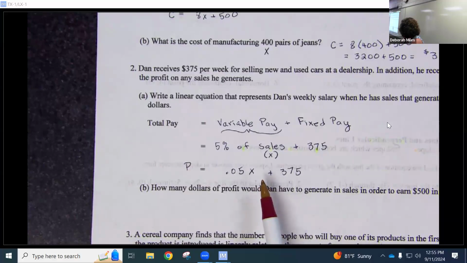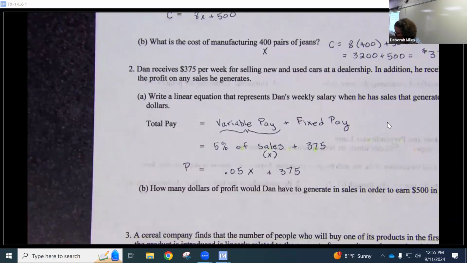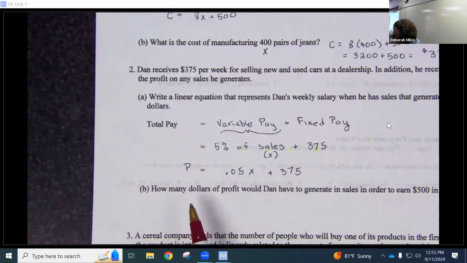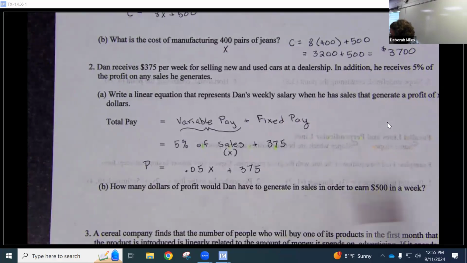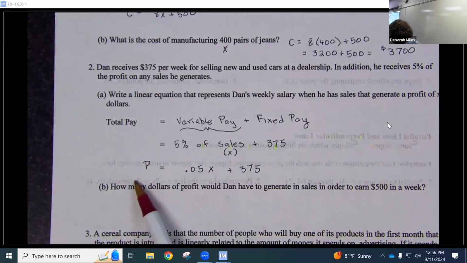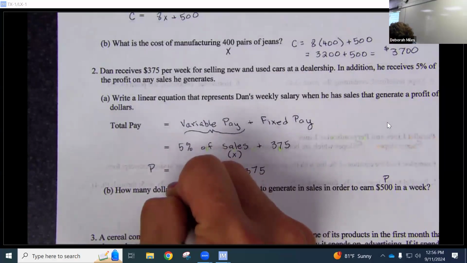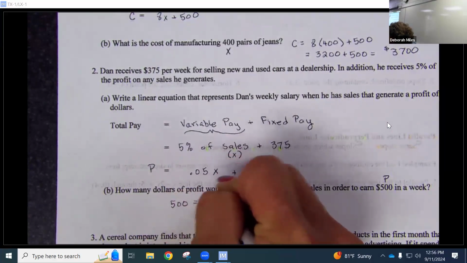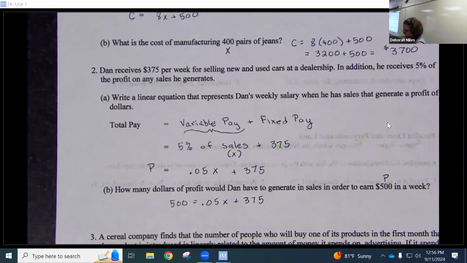So, I was given a y-intercept and a slope, so I used slope-intercept form to find that equation. And then the B part says, how many dollars of profit would Dan have to generate in sales in order to earn $500 in a week? Is that 500 my X or my P? That's the pay that he wants to get, so they're giving me the value of P. And I have to solve for X.